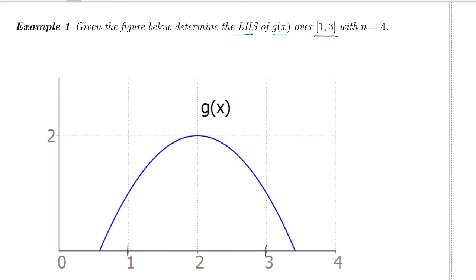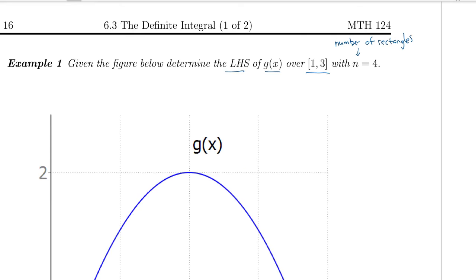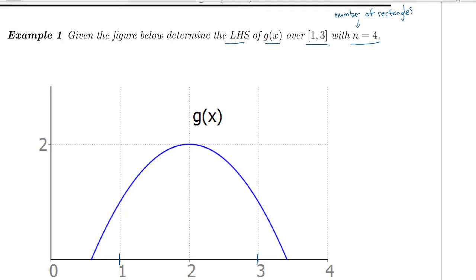And then we need to know either how many rectangles or the width of each rectangle. So in this case, we're given n, and whenever you see that, know that n is representing the number of rectangles. So we want to fit 4 rectangles into this interval from 1 to 3. And one of the assumptions that we will make is that all rectangles will have equal width. And there are several reasons for that. It comes from the definition above, the formal mathematical definition, but for our purposes, we just need to know this fact and know how to use it.